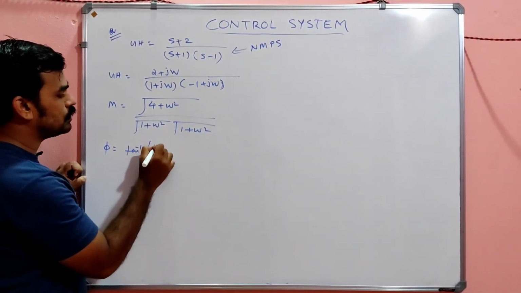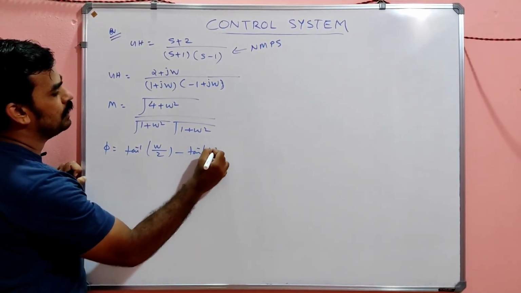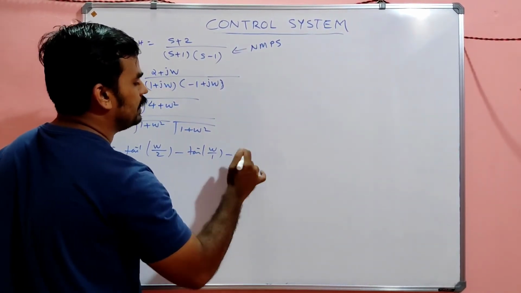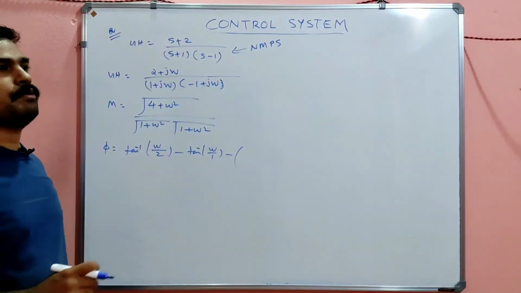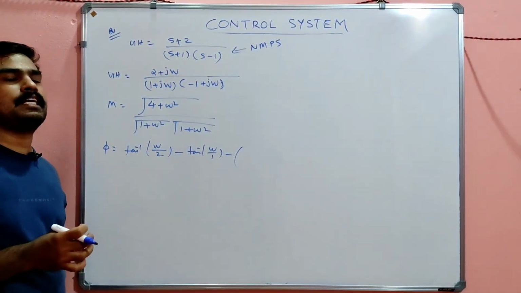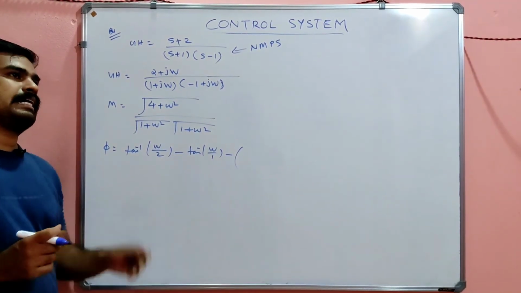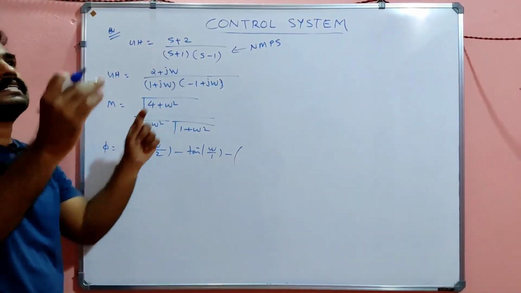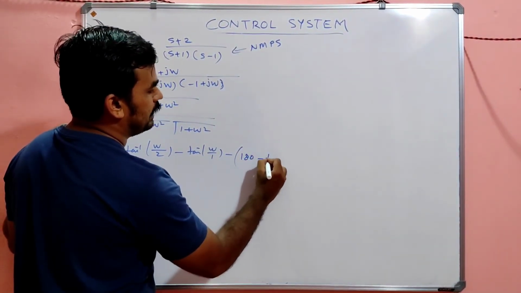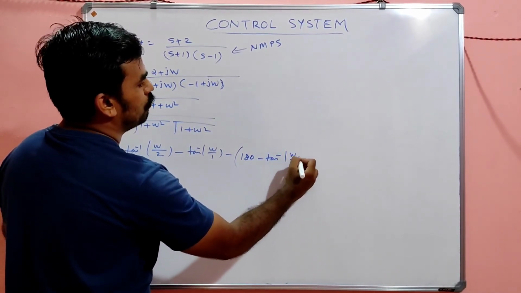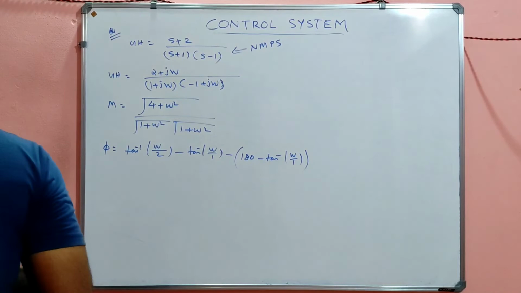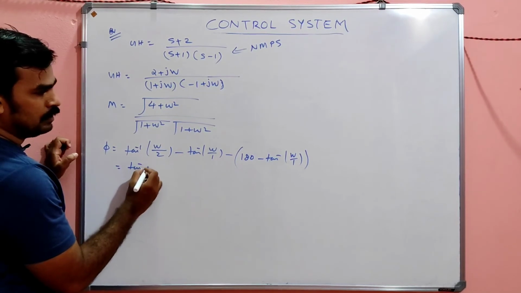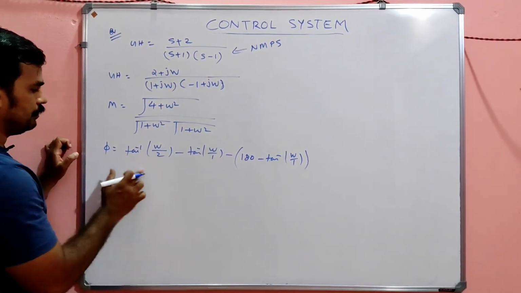Phi is equal to tan inverse omega by 2 minus tan inverse omega by 1 minus the angle of minus 1 plus j omega. Where does it come, my dear? Minus 1 plus j omega comes there, so the angle will be 180 minus tan inverse y by x, now tan inverse omega by 1. Am I right, my dear? Yes. Same like that, you have to keep it.